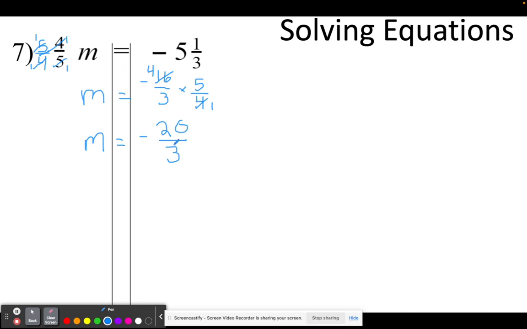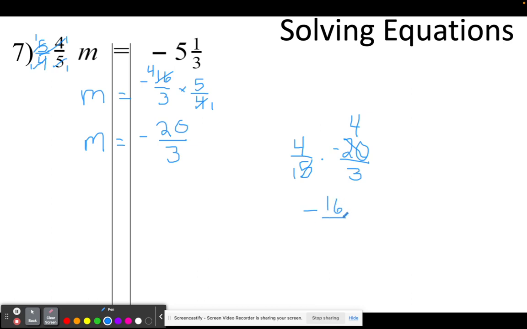So is 4/5 times negative 20 thirds equal to 5 1/3? 4/5 times negative 20 thirds, because that's what we're saying m is. Does that equal 5 1/3? Simplify before you multiply. Divide by 5, divide by 5, and this becomes a 4. A negative times a positive is a negative. 4 times 4 is 16.